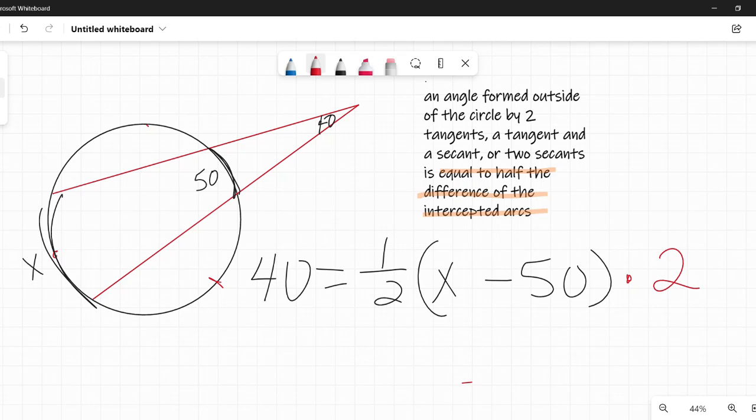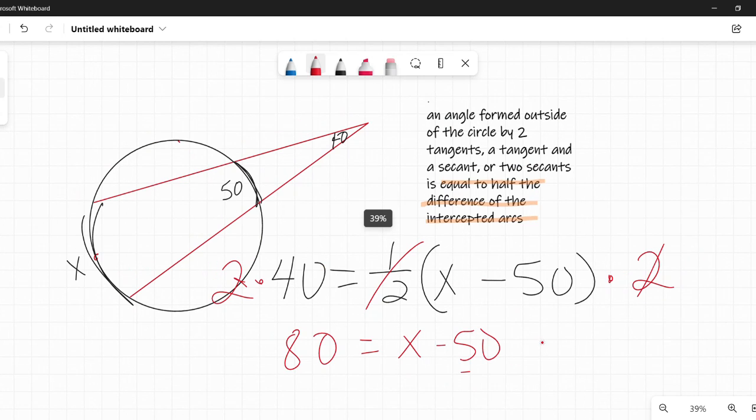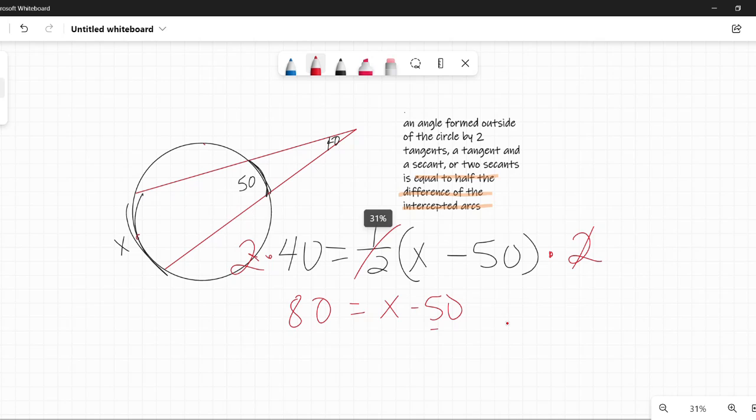I'm going to multiply both sides by 2 to get rid of that 1/2. On the left side, I have 2 times 40, or 80. On the right, the 2 and the 1/2 cancel out, and I have x minus 50. To solve for x, I need to do the opposite of subtracting 50. I need to add 50. And I would get 130 equals x. This kind of thing is pretty common where they plug in x for one of those 3 spots in the equation and ask you to solve for it.